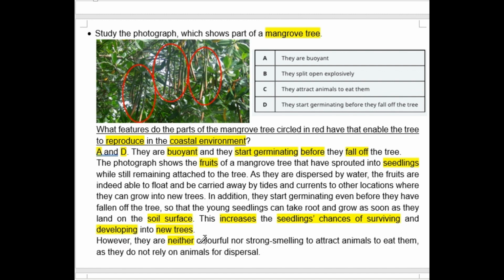However, they are neither colorful nor strong-smelling to attract animals to eat them, as they do not rely on animals for dispersal.